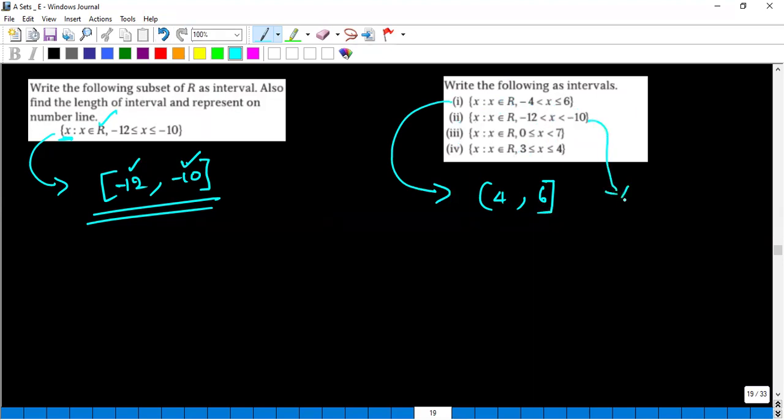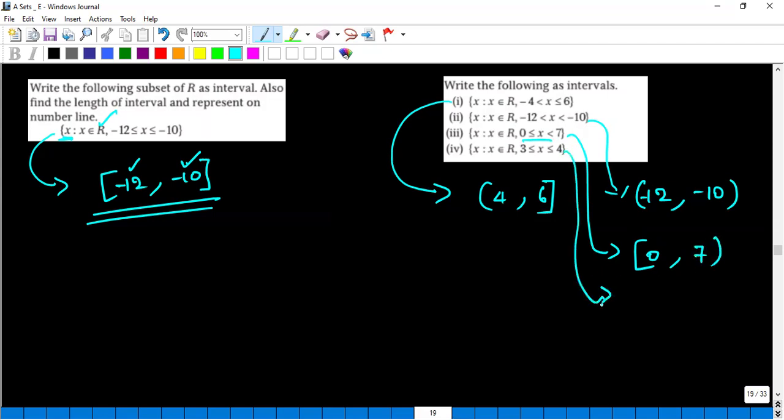What is the solution for this? It is minus 12 less than x, so minus 12 is not included, and minus 10 also is not included. Between them, whatever we have, all those numbers are our input. Next, 0 less than or equal to x less than 7. So less than or equal to is there, so I will consider 0 also, and 7.